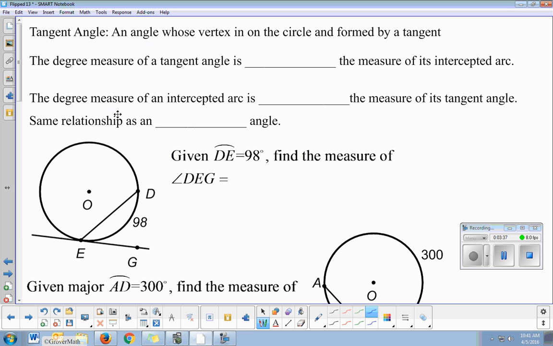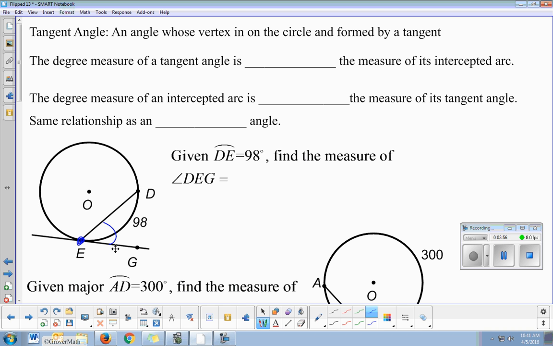All right, and then how about tangent angles, we call them. A tangent angle is an angle whose vertex is on the circle and formed by a tangent. So this right here, this is an example of a tangent angle. It's got chord ED and tangent EG, meeting at point E to form angle DEG.